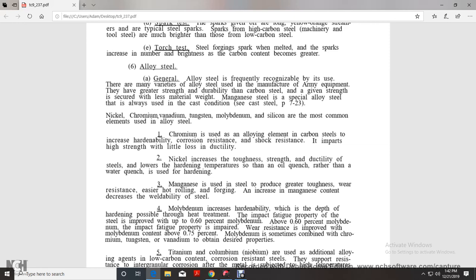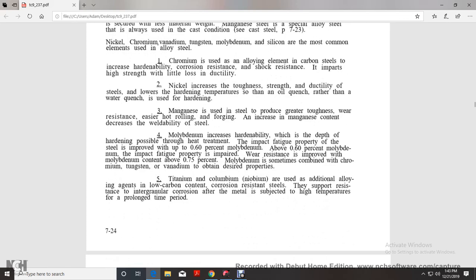Chromium is used as an alloy element with carbon steel to increase hardenability, corrosion resistance, and shock resistance in parts with high strength and little loss of ductility. Nickel increases the toughness and strength with ductility of the steel and lowers the hardening temperature, so an oil quench rather than a water quench is usually useful for hardening. Manganese is used in steel to produce greater toughness and wear resistance, and easier hot rolling or forging. Increased manganese content decreases weldability of the steel.